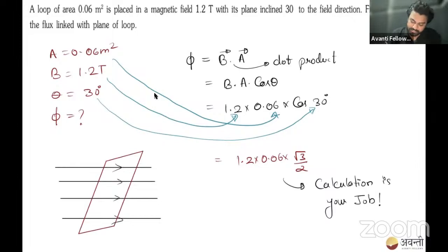Okay, this plane is inclined at an angle of 30 degrees with the lines, right? So the angle we found, where was it from? Think. Here I have written cos 30.